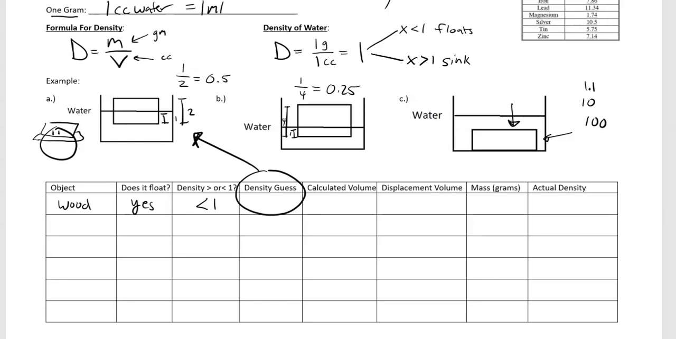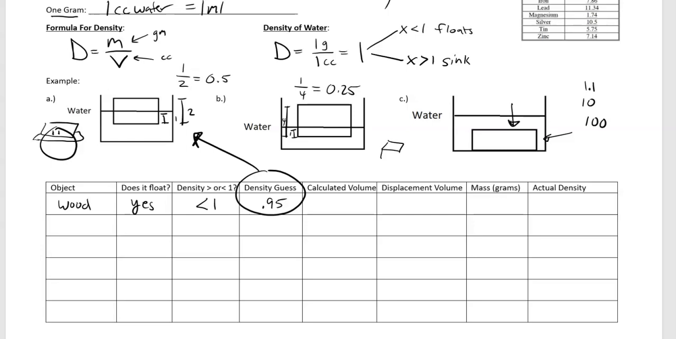And if it was a huge percentage, for example, they did it in orange once and it looked like about 95% was underwater, then it had a density of about 0.95. Now when it came to a calculated volume versus a displacement volume, let me explain that.